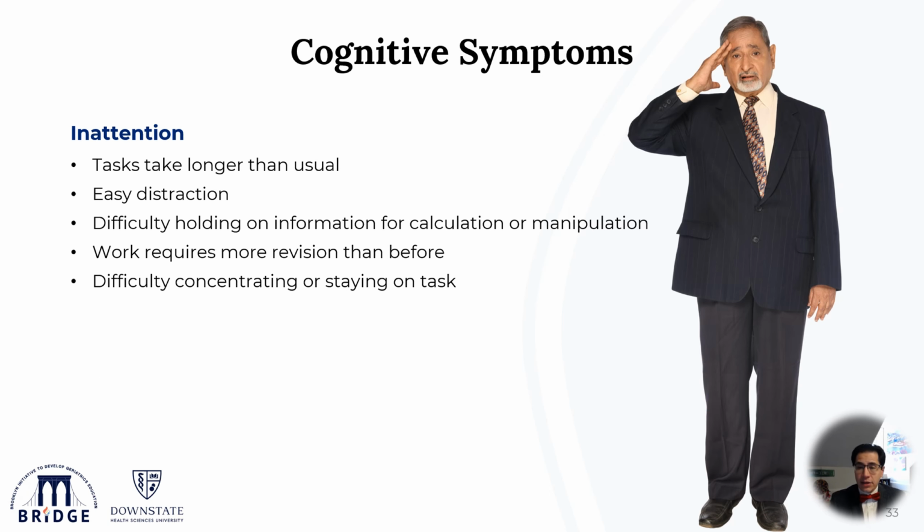What about inattention? So tasks may take longer than what it used to be. They can get easily distracted by multiple stimuli in the environment. They have difficulty holding on information for calculation or manipulation. So you give them a simple math equation, they cannot hold the numbers long enough in their head to make the calculation or dial a phone number. Work requires more revision and supervision than it used to be, and they have difficulty concentrating or staying on task. They just get distracted.